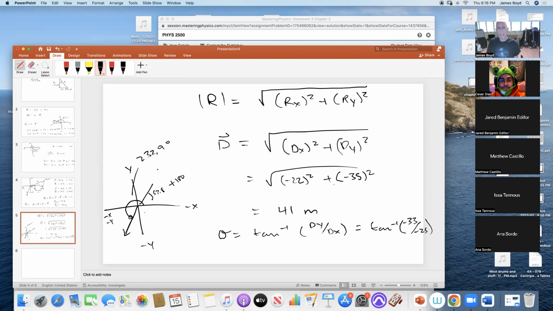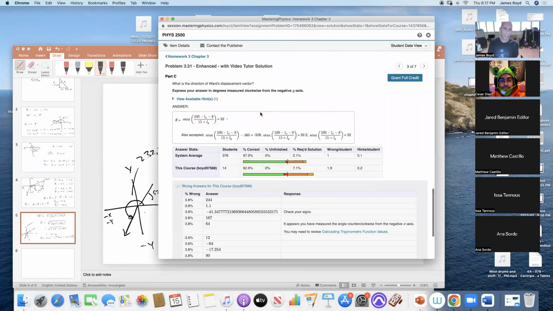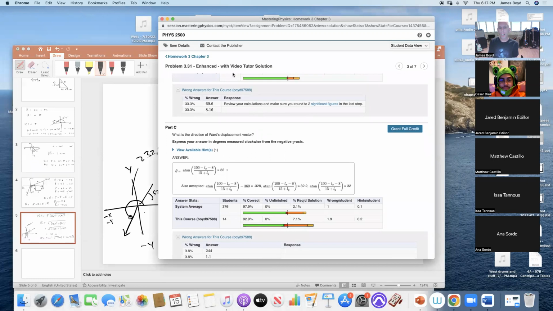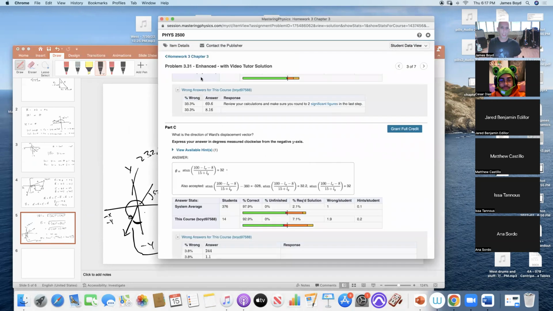So the angle from the x-axis is 232.9 degrees. However, they want the angle from the negative y, which is weird. I know, it's a little weird. Measured clockwise from the negative x-axis. Well, y is along 270. So let's take 270 and subtract our angle. And we get 37.14. So this is 37.14 degrees, and that's actually the angle they're asking us for. If they only want 2 sig figs, it's 37 degrees.